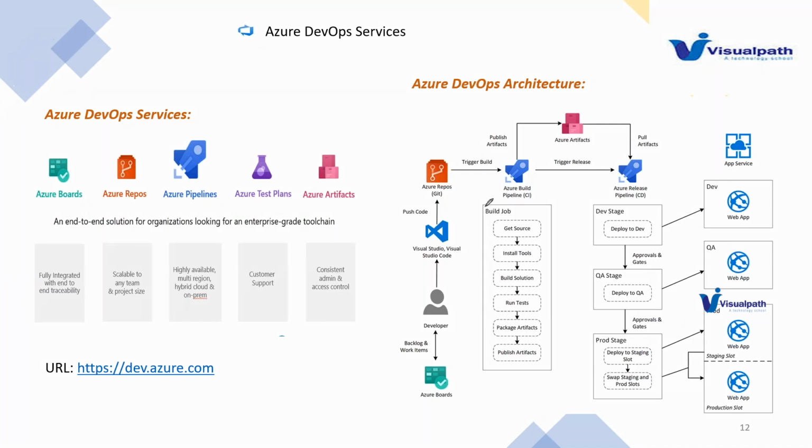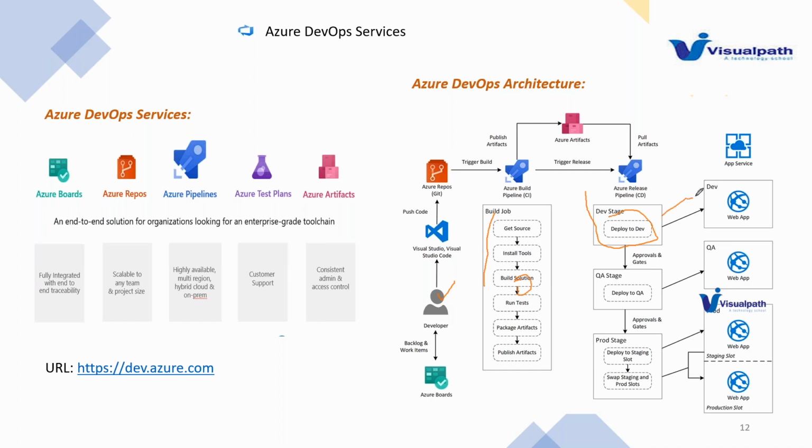This is how a build job is done: get the source code, install some dependency tools, build the solution, run tests, package, and publish to the artifacts. That is all the continuous integration build part. When it comes to release, it is the deploy tools. By using the deploy tools, it will apply to any services.